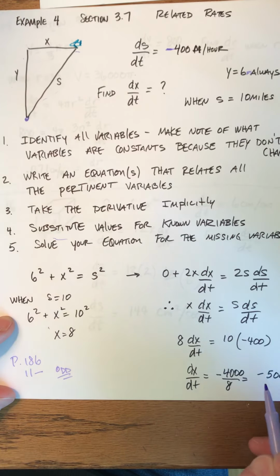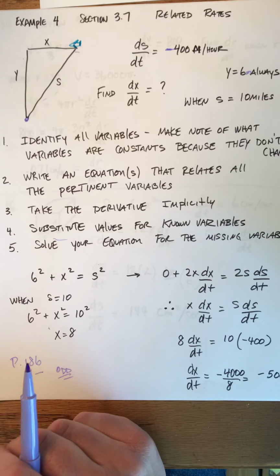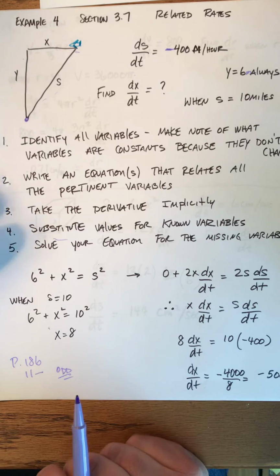And it's not that the plane is going negative fast, it's just that the distance is changing and getting smaller, so it's therefore a negative. So I hope that makes sense to you.